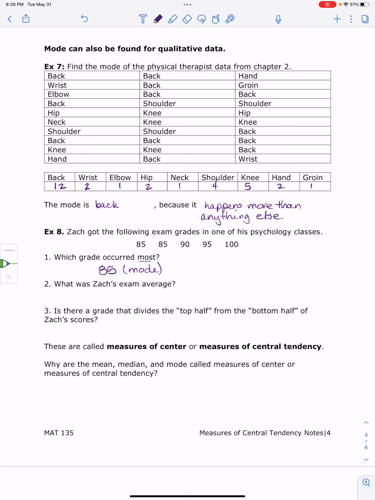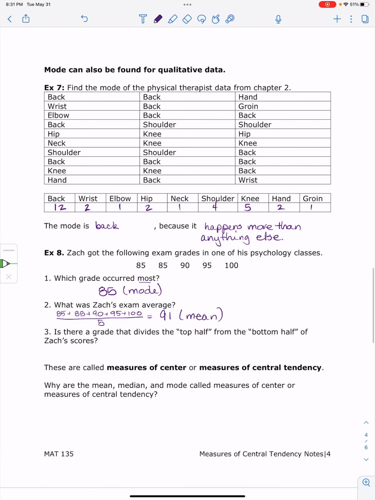Zach's exam average means that we are finding that arithmetic average. We are adding everything together, dividing by 5. Make sure if you are just using a handheld calculator, you hit enter after you add everything together. If you hit all those pluses and then divide by 5, it's only going to divide the last number by 5. Okay, so we add everything together, hit enter, divide that by 5. We get 91 here. It's our average, so that's the mean.